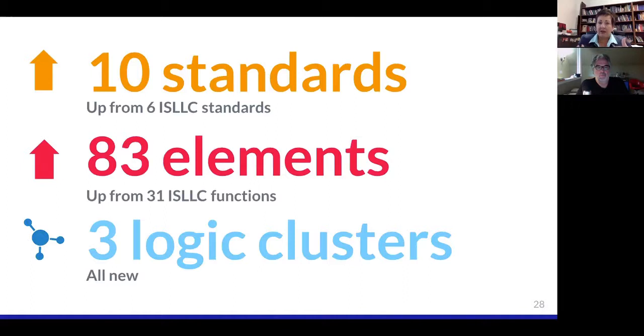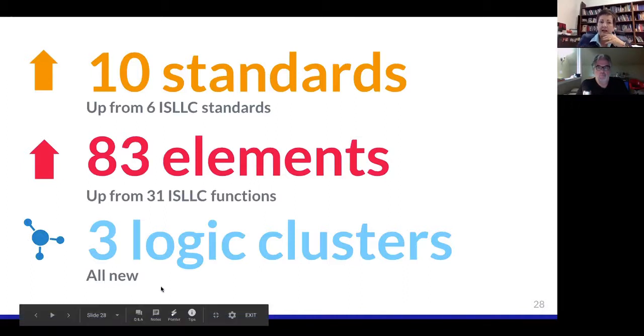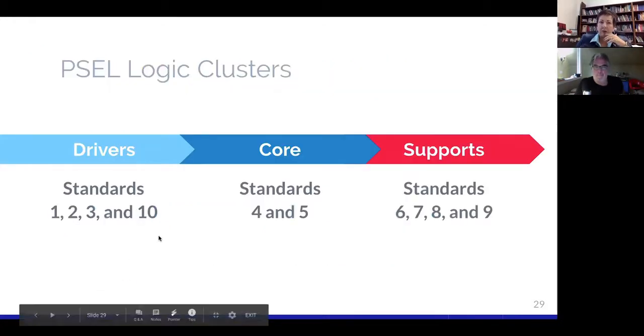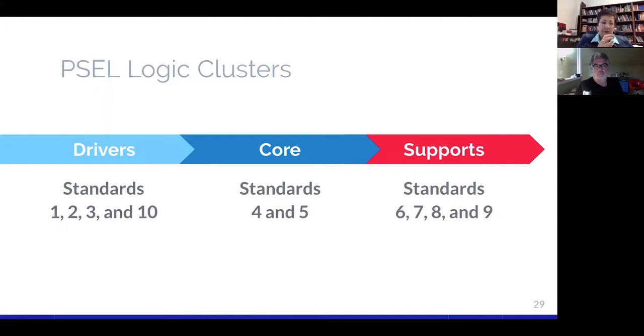So 10 standards, 83 elements, and I like this approach that the National Policy Board took around the clustering of standards around what they call 3 logic clusters. The first logic cluster is the drivers of the standards. So standards 1, 2, and 3, as well as that standard 10, the continuous improvement standard that I mentioned to you earlier.